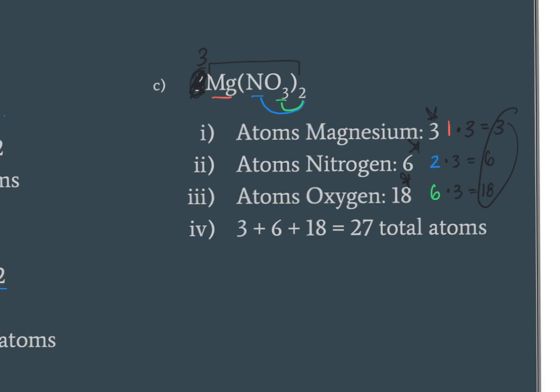So remember, coefficients apply to the entire chemical. I think it's easiest to count it normally, and then at the end, multiply everything by that coefficient in front. Hopefully this helps.